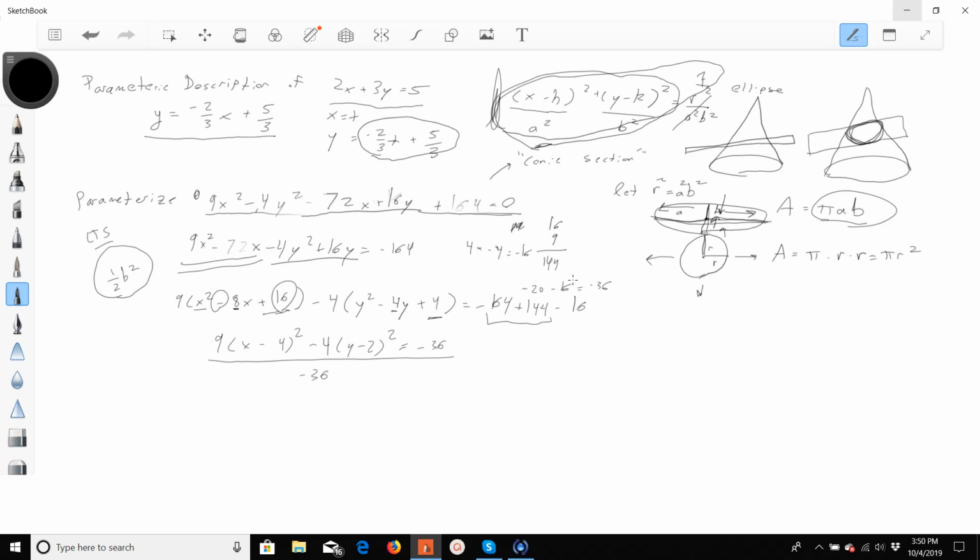Now, ooh, what happened to my pen? Okay, it keeps going away. I'm going to write this term in first because it's going to be positive. I'm going to get y minus 2 squared over 9 minus x minus 4 squared over 4 is equal to 1. And that actually turns out to be a hyperbola.